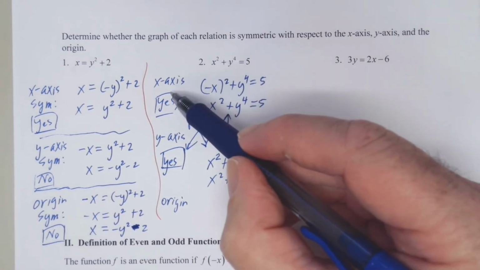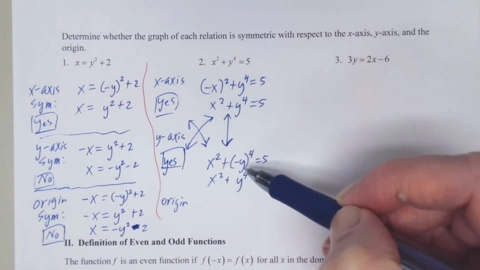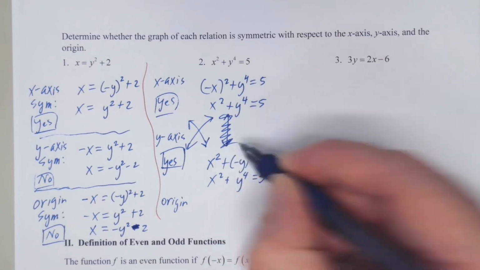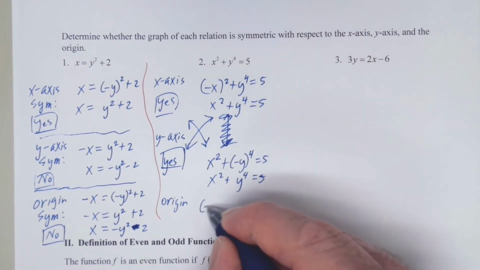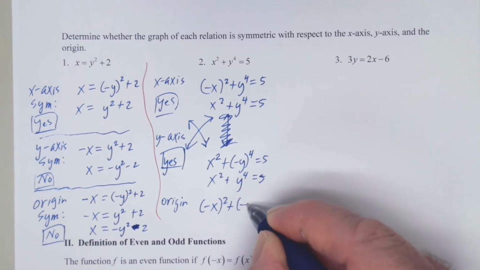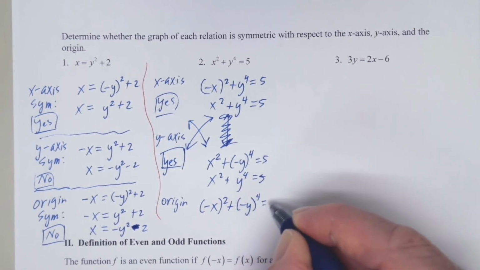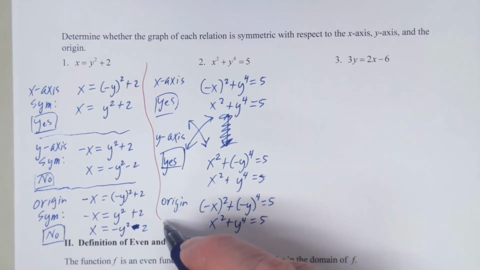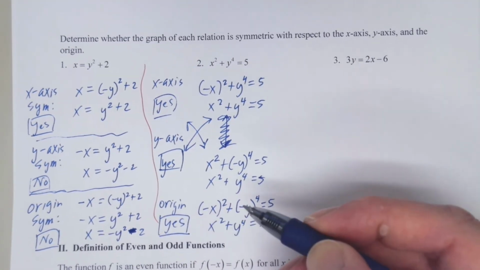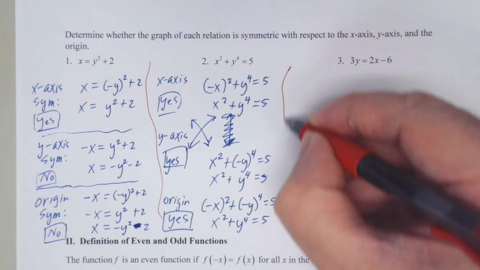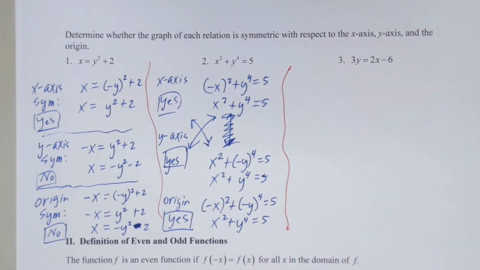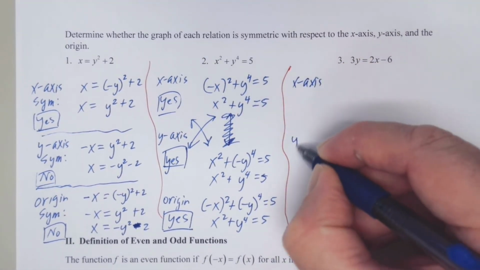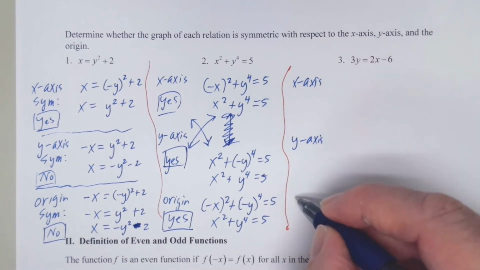Remember, to check for x-axis symmetry, you replace y, so that's what I did here. For y-axis symmetry, you replace x. So origin symmetry, we replace both. And you can see that that's going to work as well. So here we have all of these symmetries. Alright, we've got one last problem. Again, we'll check for x-axis symmetry, y-axis symmetry, and origin symmetry.